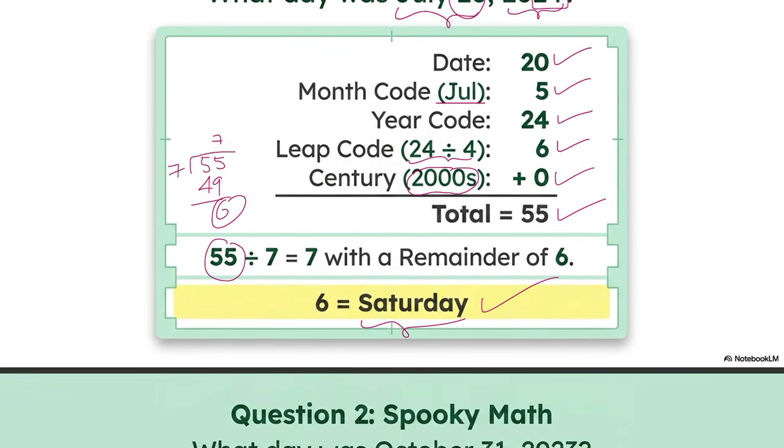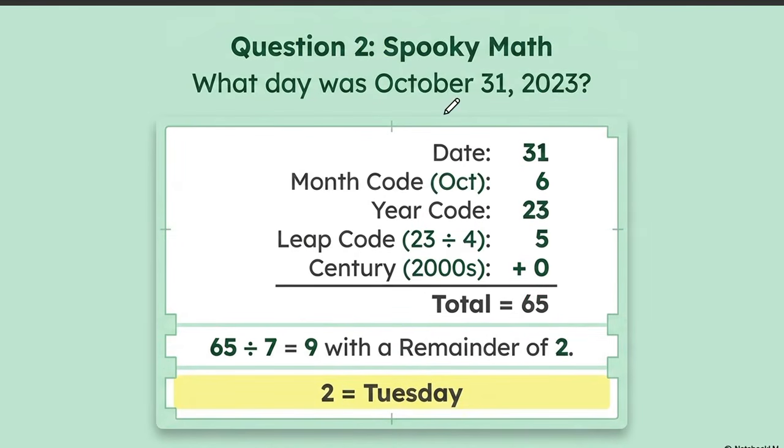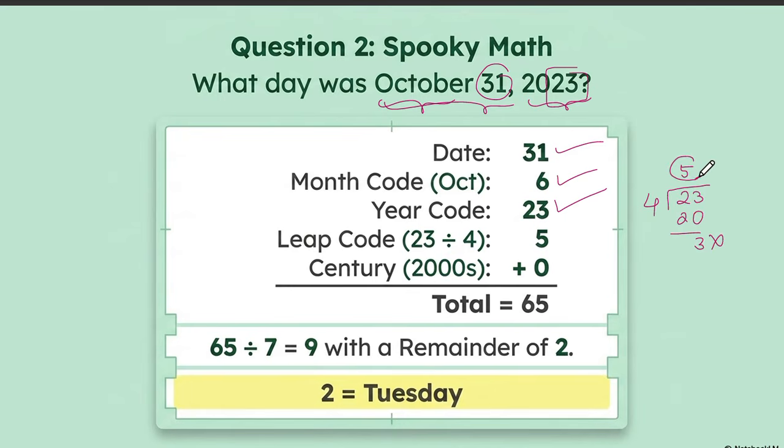Look at the next question. We have to find out the day of October 31, 2023. The date is 31, the month is October, and the October month code is 6. Year code, the last two digits of the year, is 23. Then leap code: when we divide 23 by 4, 4 fives are 20, the remainder is 3, but we don't have to see the remainder, we write down the quotient, which is 5. So our leap code is 5, and we are calculating for the 20th century, so we add 0.